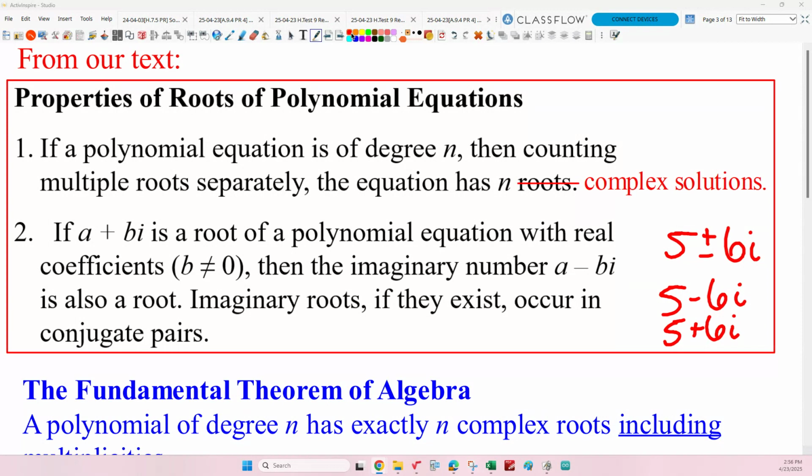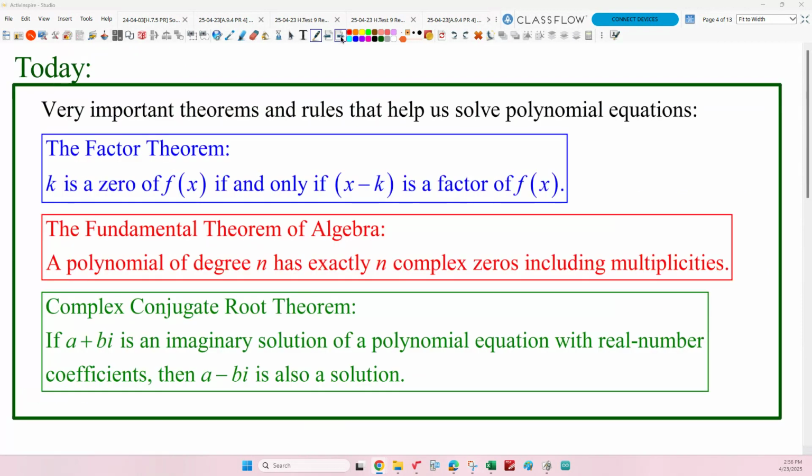Okay. So we'll cover the factor theorem, where if we have a zero of k, then x minus k is a factor. And then a polynomial with degree n has exactly n zeros, including different multiplicities. And then the complex conjugate root theorem just says that the imaginary ones come in pairs.